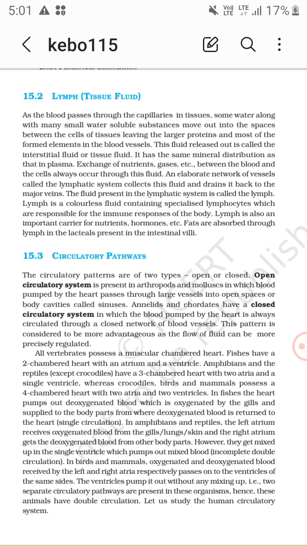Exchange of nutrients and gases etc. between the blood and the cells always occurs through this fluid.